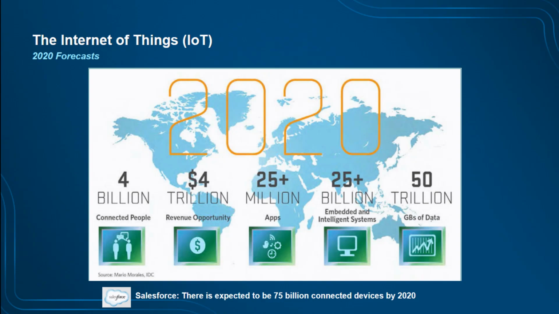On this chart, by 2020, we're going to have 4 billion connected people, $4 trillion in revenue or opportunities, 25 million applications, 25 billion embedded intelligent systems, and 50 trillion gigabytes of data going to be communicating over the internet. So I don't know which part you want to be with. If you get a fraction of a percentage of one of these, you'll probably be making some money.